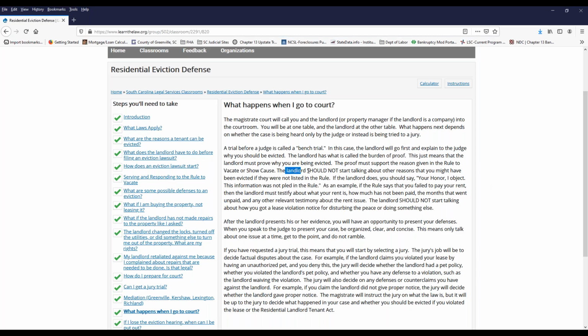One thing landlords like to do, if they're not getting any traction, let's say they sued you for non-payment of rent, the landlord might start talking about some other issue. Oh, well, you had an unauthorized occupant living there, blah, blah, blah. But if the landlord did not sue you on that basis, that's not a proper issue for the trial. And it's entirely appropriate to say, Your Honor, I object. This information was not put into the rule to vacate or show cause. I'm being sued on a non-payment of rent issue. I'm not being sued on some other issue. That's a perfectly valid objection.